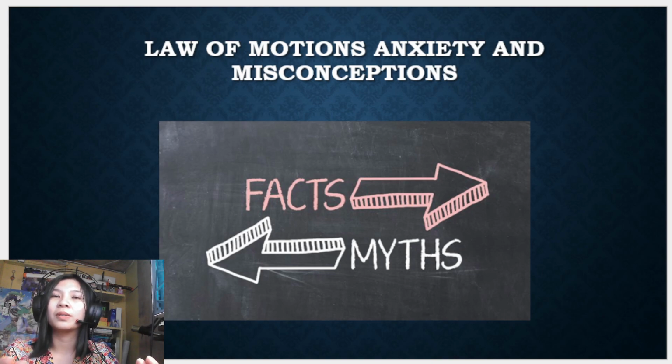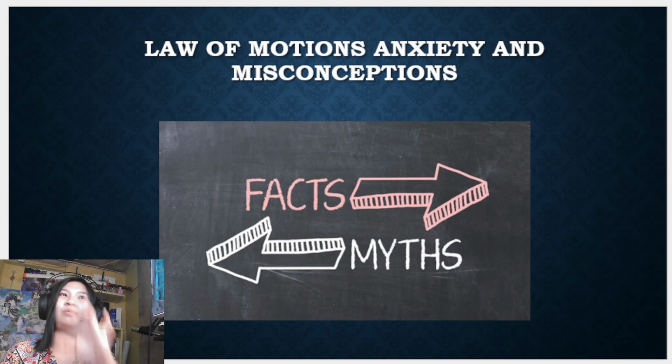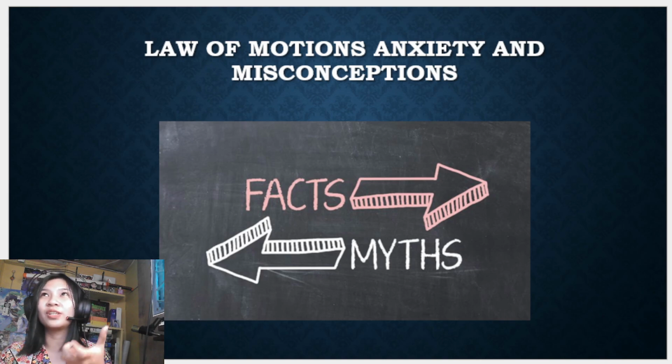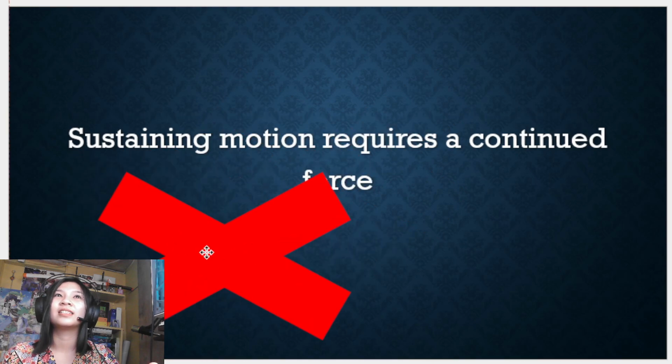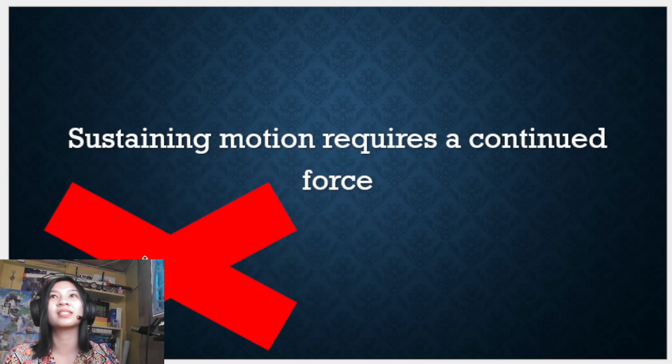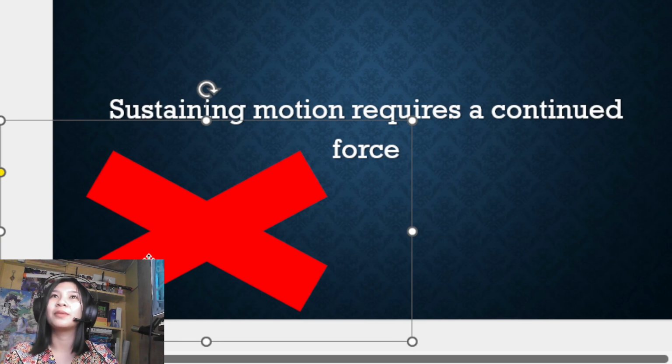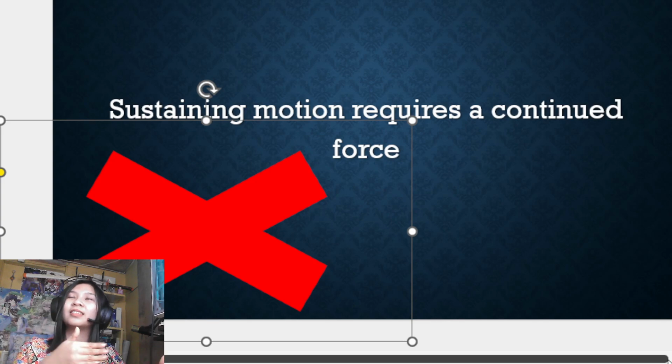Dali ra kayo sila i-memorize unsay meaning nila or unsay statement nila. But most people, dili nila ma-grasp dayon na idea. It is because of their misconceptions. Okay? So now, isa sa may misconception nila in this law of motion, yung malilisod sila og grasp sa law of inertia, is some people think that sustaining motion requires a continued force. Unsa meaning ana? Na ang meaning ana is, para mo continue og move ang isa ka object, need nila og force. No?